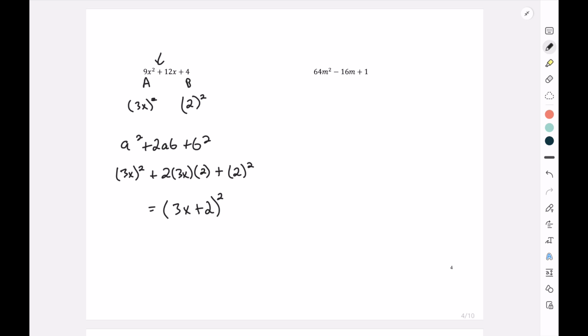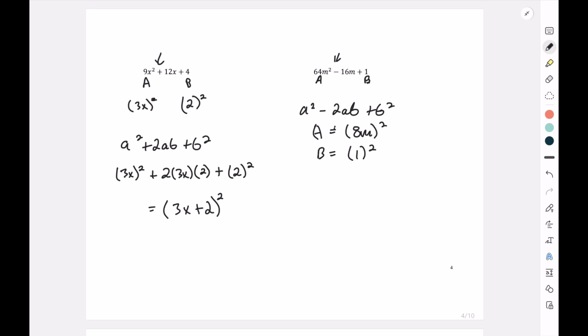So next we're given 64m squared minus 16m plus 1. And so since we fit the pattern of the second one, where we have a squared minus 2ab plus b squared, we can see that our a is 64 and our b is a positive 1. So for a, we would have (8m) squared, and for 1 we would just have 1 squared.